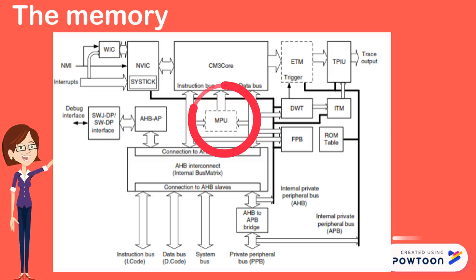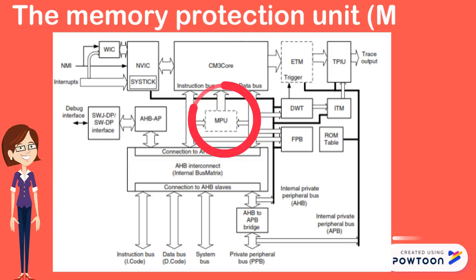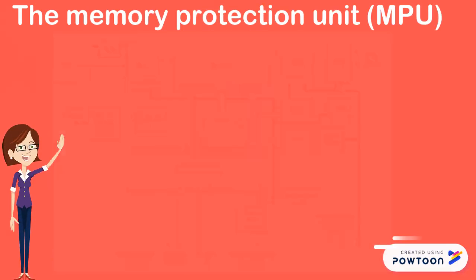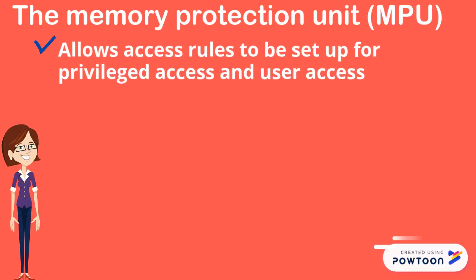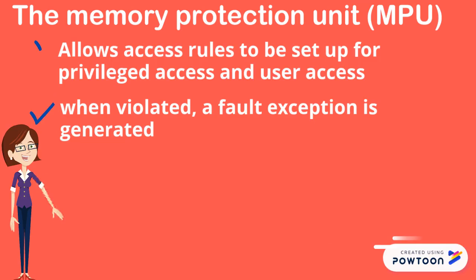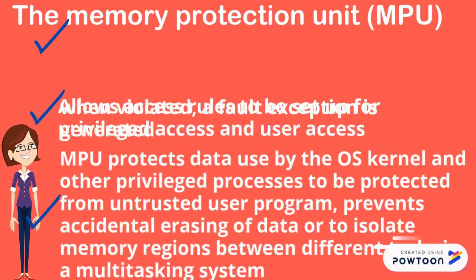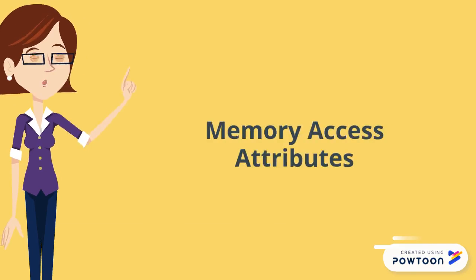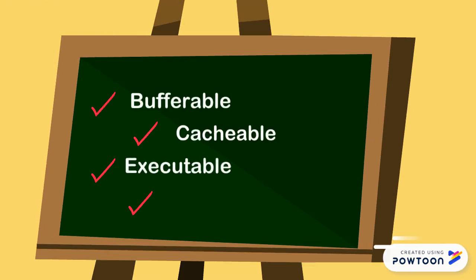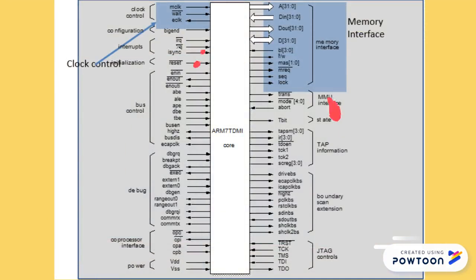And the Memory Protection Unit. It allows access rules to be set up for privileged access and user access. When violated, a fault exception is generated. The MPU protects data used by the OS kernel and other privileged processes from untrusted user memory access. Attributes of bufferable, cacheable, executable, shareable. The diagram shows the ARM core interface.